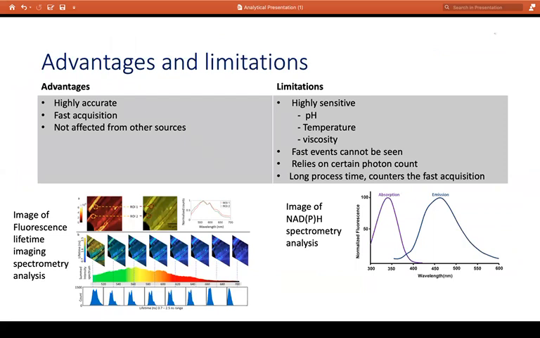The advantages and limitations of fluorescence lifetime imaging spectroscopy vary between the different methods and, more significantly, the level of machinery used. However, there are some underlying themes between all of these. The main common advantage of using this method is simply a fast acquisition speed, which is also highly accurate, and cannot be affected by other sources of light. These come as a result of this method's ability to distinguish between spectrally overlapping fluorophores, through its capacity of determining fluorescent lifetime of the fluorophores.